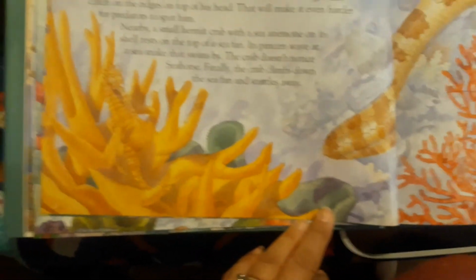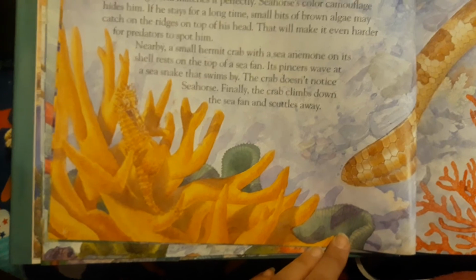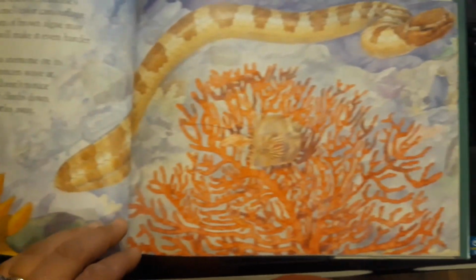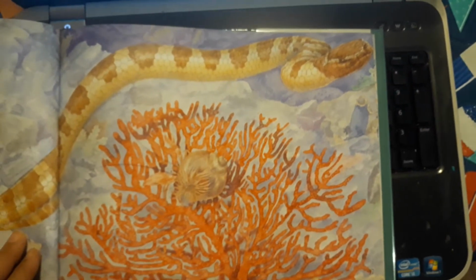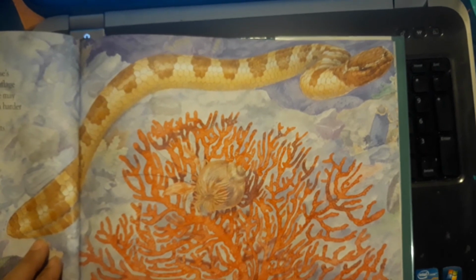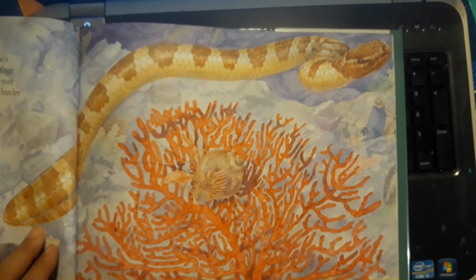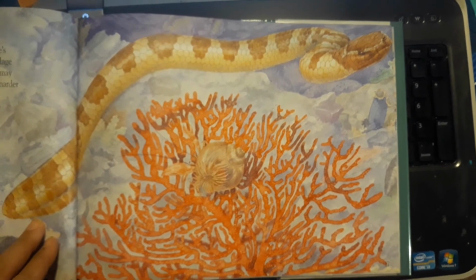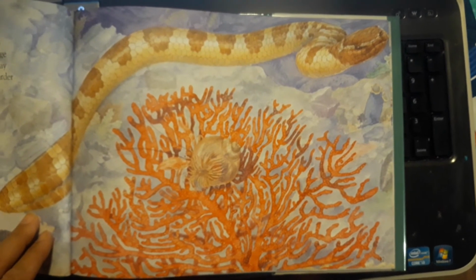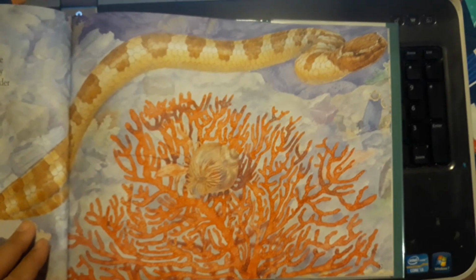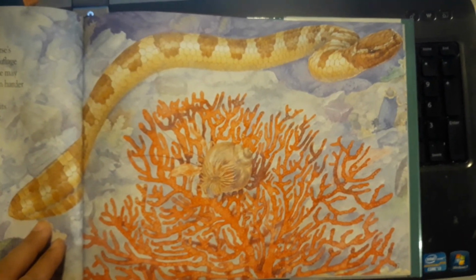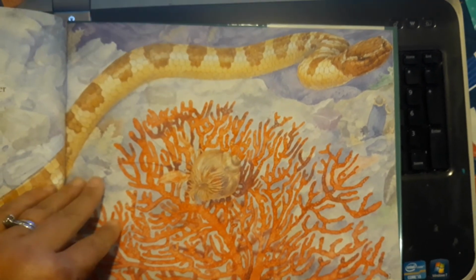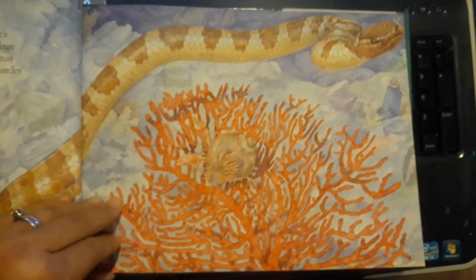And here's Seahorse again. Seahorse stays by the coral. Gradually, the color of Seahorse's body changes and matches it perfectly. Seahorse's color camouflage hides him. If he stays for a long time, small bits of brown algae may catch on the ridges on top of his head. That will make it even harder for predators to spot him.